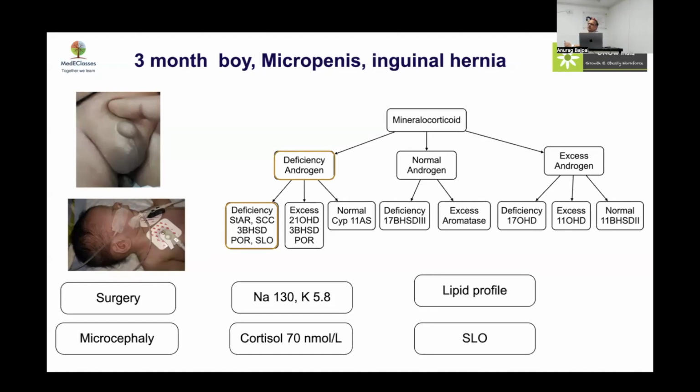How do you treat SLO? We can supplement dietary cholesterol, up to 30 milligram per kg per day. So there is a special supplement, special nutrition. There is also a degenerative disorder beyond the adrenal, so neural involvement also may be there. So it's a disorder where you need many more follow-ups.